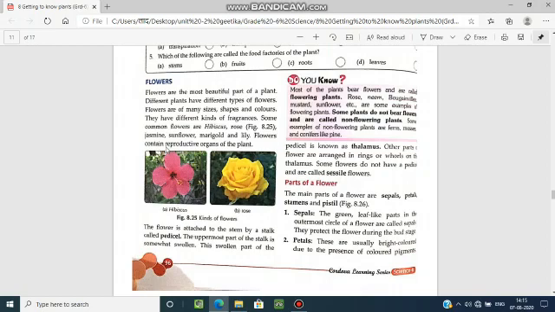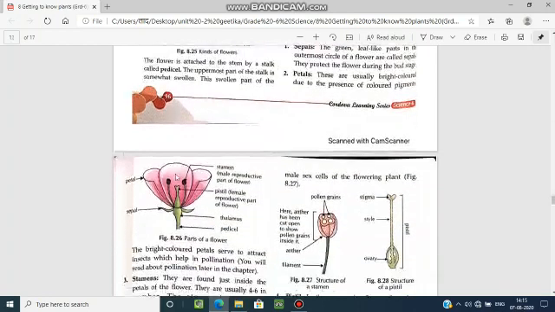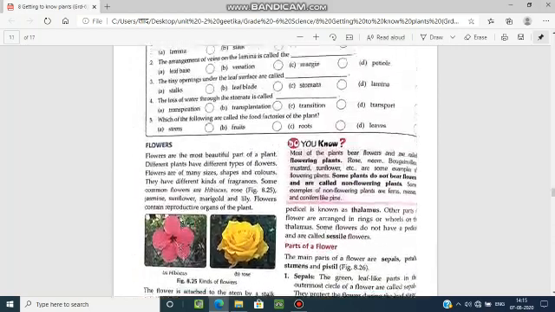Flowers contain reproductive organs of the plant. So the flowers are the reproductive organs of the plant. The flower is attached to the stem by a stalk called pedicel. This is the pedicel. The flower is attached to the stem by this pedicel. The uppermost part of the stalk is somewhat swollen. The swollen part is called thalamus. The uppermost part of this pedicel is swollen and this swollen part is called thalamus.